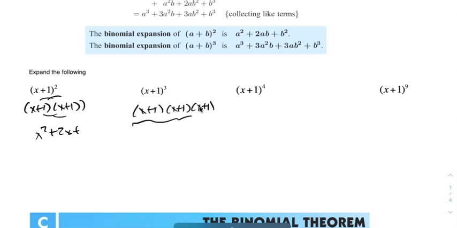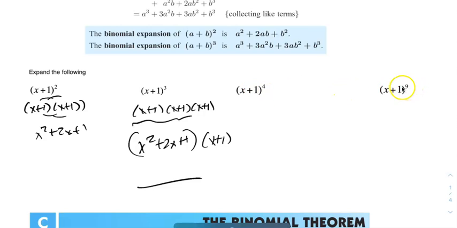You actually know what this is already: x squared plus 2x plus 1. Then you multiply that by x plus 1, distribute again, and get your answer. And you get x plus 1 to the 4th much the same way, x plus 1 to the 9th much the same way. It just gets really, really tedious. So there must be a better way of doing this, and there is.